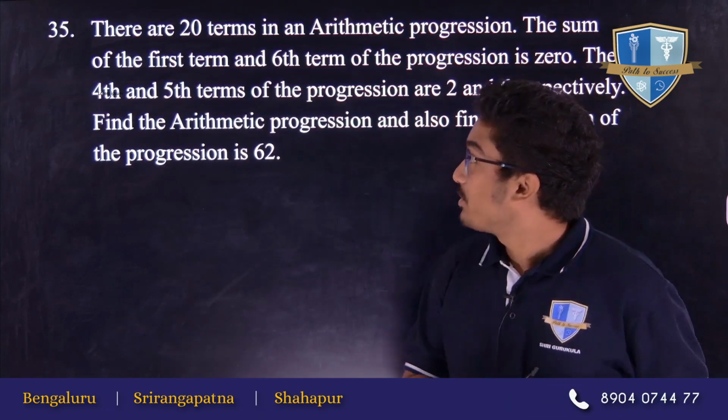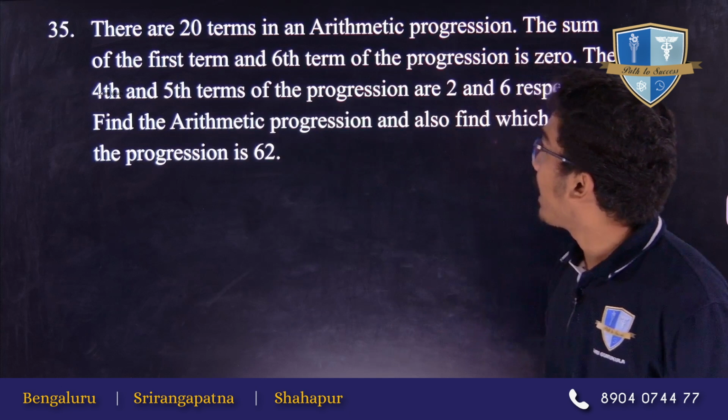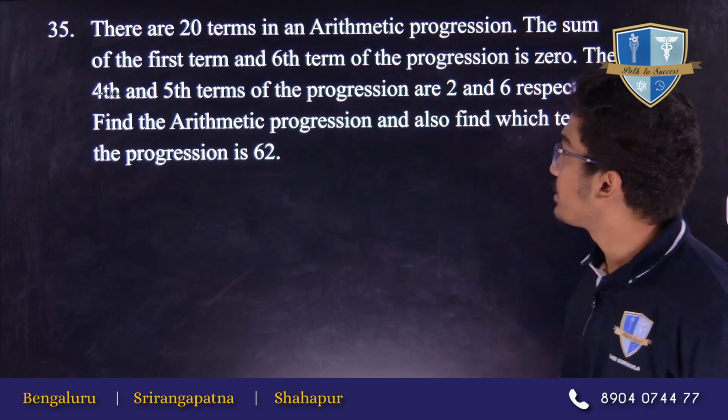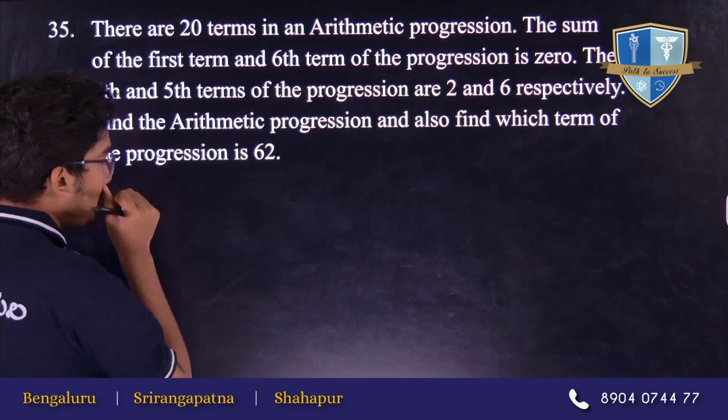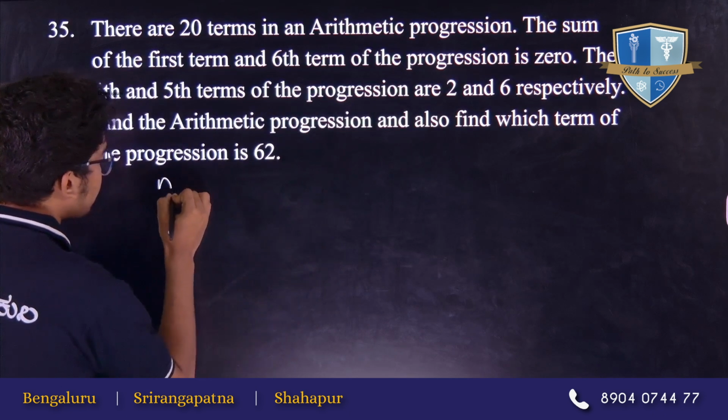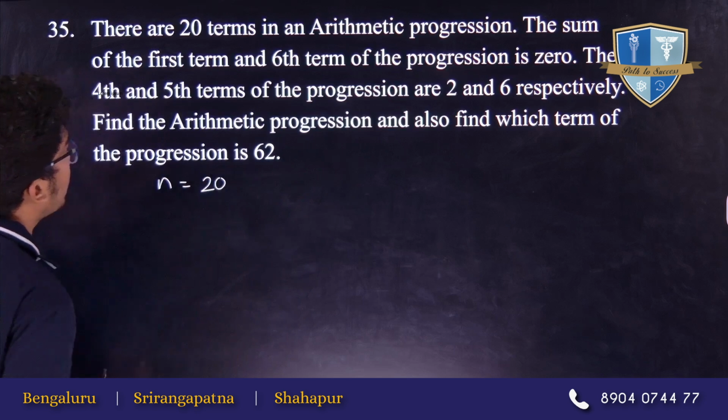So let's see the next question. There are 20 terms in an arithmetic progression. The sum of the first term and the sixth term of the progression is 0. So there is an arithmetic progression with 20 terms, so n is equal to 20, the number of terms.